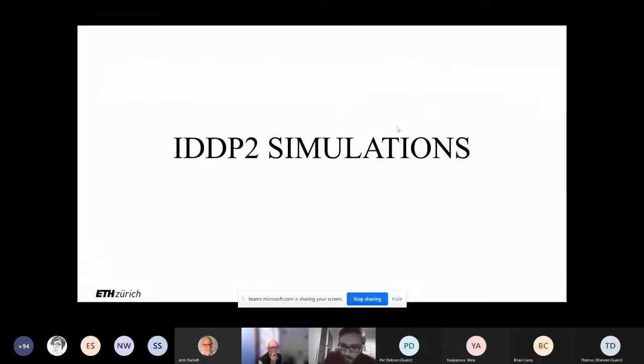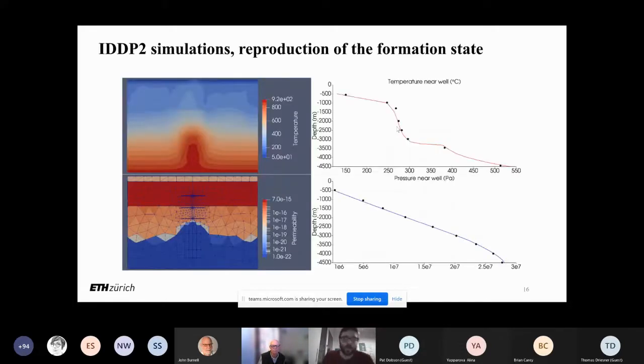So now that I've talked about this very generic case, I'm going to move to simulations. I'm going to talk more in detail about the IDDP-2. So I showed you earlier, we have this formation with this particular permeability structure. And we determined this permeability structure such that we would manage to reproduce as well as possible the temperature and pressure that were measured or inferred with geophysical methods around IDDP-2.